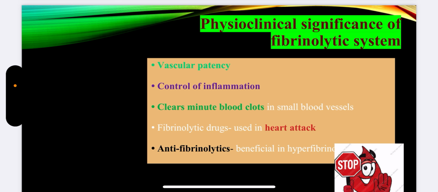Because normally, some fibrin is continuously formed and deposited in a form of a very thin layer on the vascular endothelium. But this fibrinolytic system continuously prevents it, and an equilibrium is maintained between coagulation cascade and the fibrinolytic system. Next function is to control the inflammation. It also clears minute blood clots in the small blood vessels.